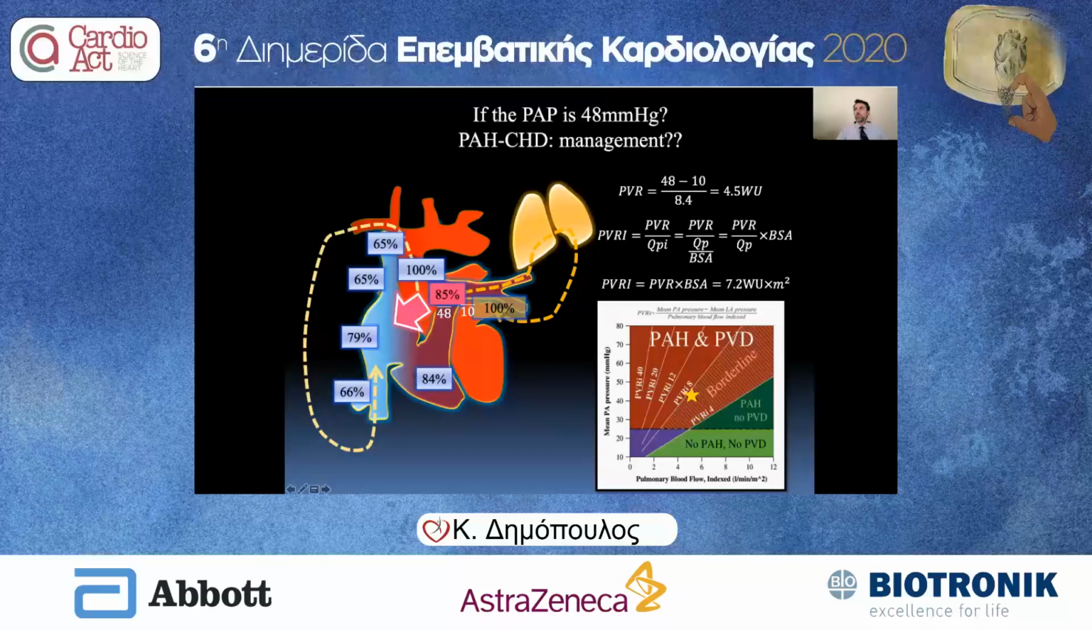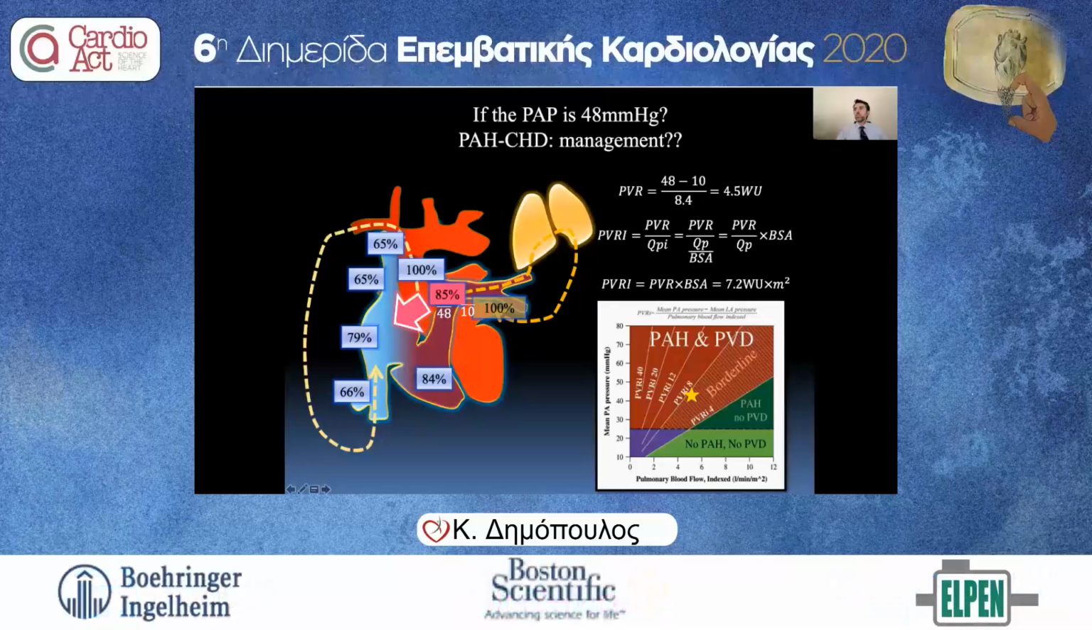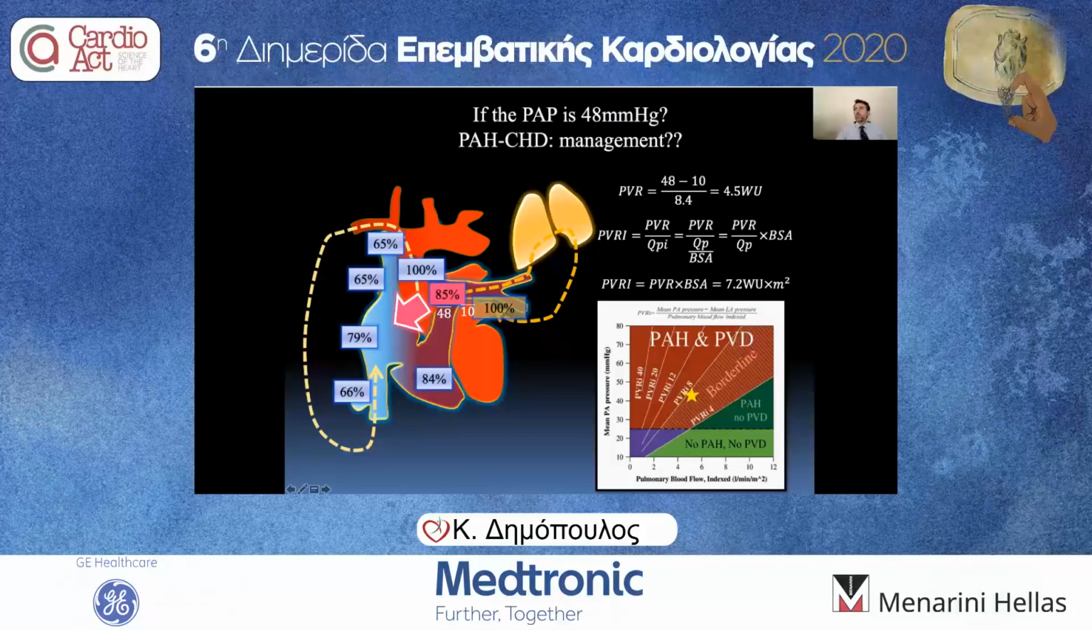However, if the PA pressures were higher, let's say 48, then we would calculate a PVR of 4.4 or 7.2 Wood units times meter squared, and this would fall well within the borderline, the gray area, more towards the prohibitive area. You need to really think before closing this defect because you can do harm to the RV, and this falls onto experts deciding on whether to leave it open or to close with a fenestration.